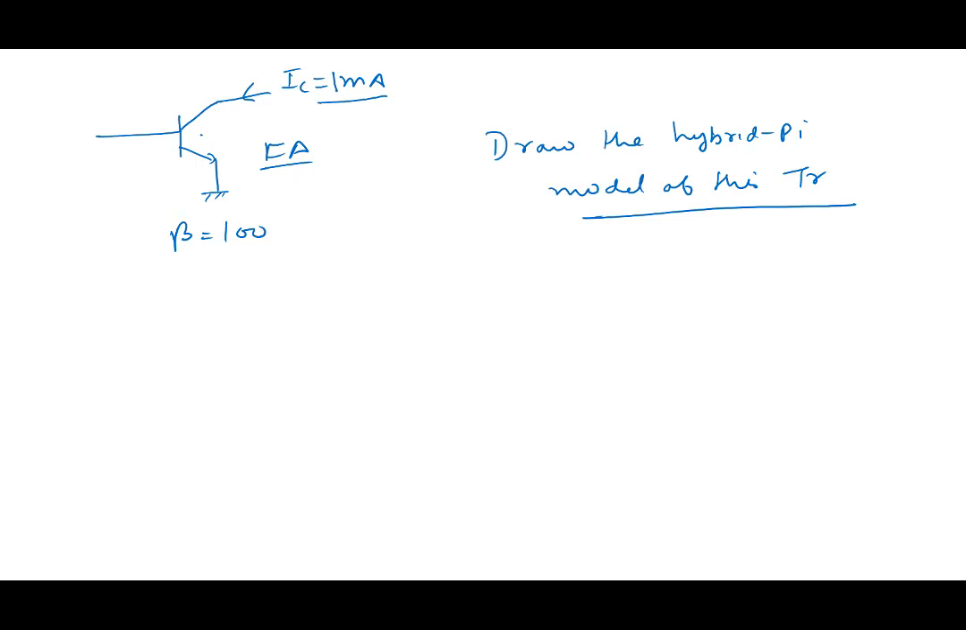What else do you require? I've given you beta. Is there something else which is required? Note that you would also require the Early voltage, say 100 volts. So I have to give you beta and 100 volts. What is the hybrid pi model of the transistor? I also need to specify that temperature is 300 K, and therefore you can assume thermal voltage as 26 millivolt. This is also something that we commonly assume.